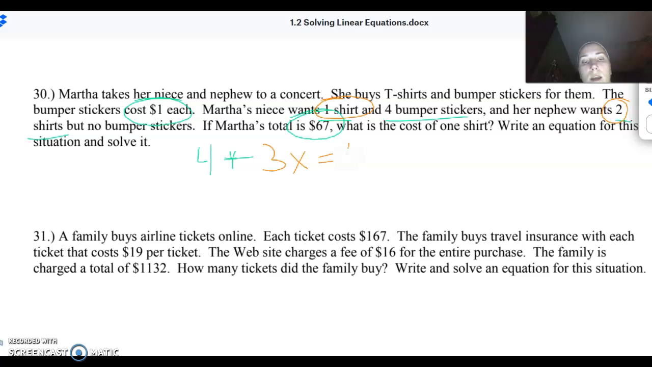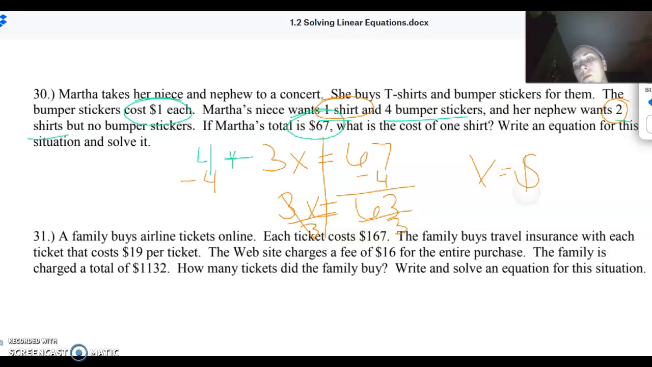So we're going to set it up like this, and our total with the bumper stickers and the shirts is 67, so we're going to put that on the other side of the equal sign, and we're going to solve from here. So we're going to subtract our 4. 63 equals 3x, divide by 3, divide by 3, and x is equal to $21 a shirt. Okay, so that's the cost of 1 shirt. I'm going to erase so that I have room to move down to do number 31 with you.